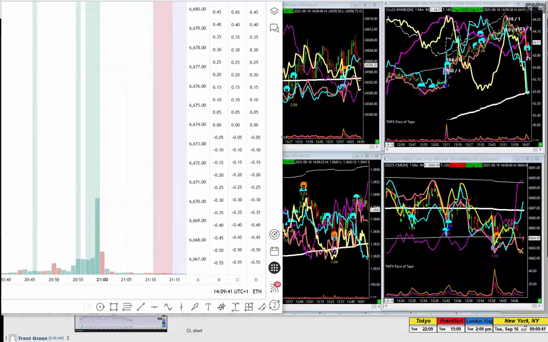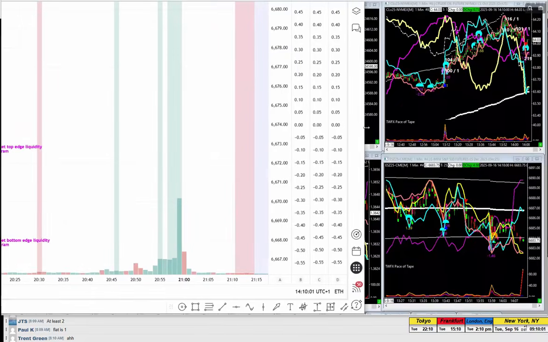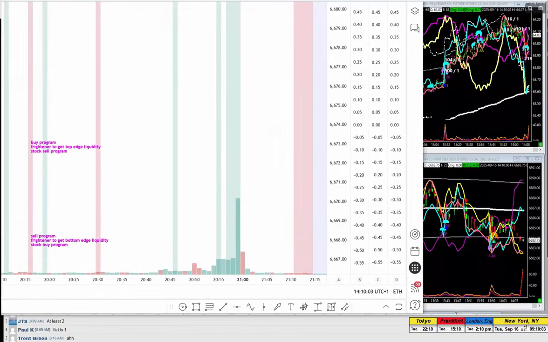Is it one, two, or three? Well, it could be three things. Very, very simply, three things. And these are the three things that a program trade can be. Can we agree on these three things?